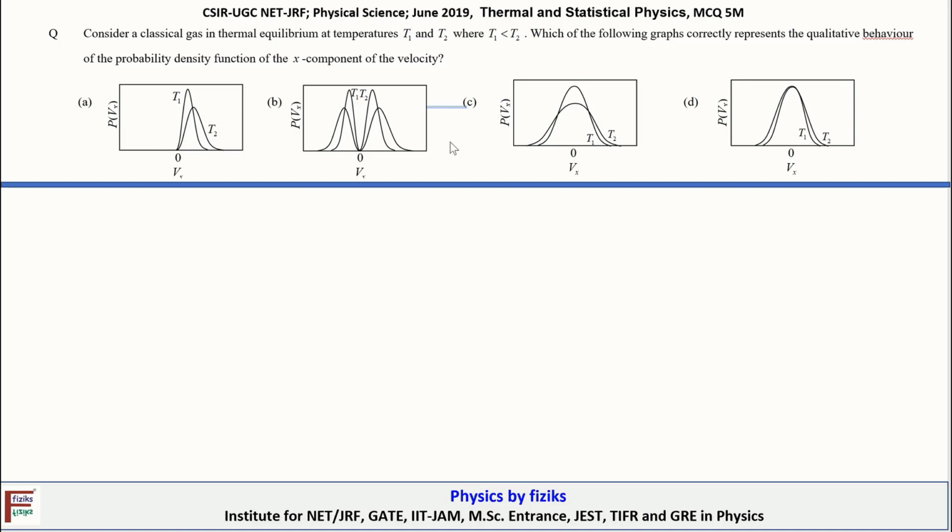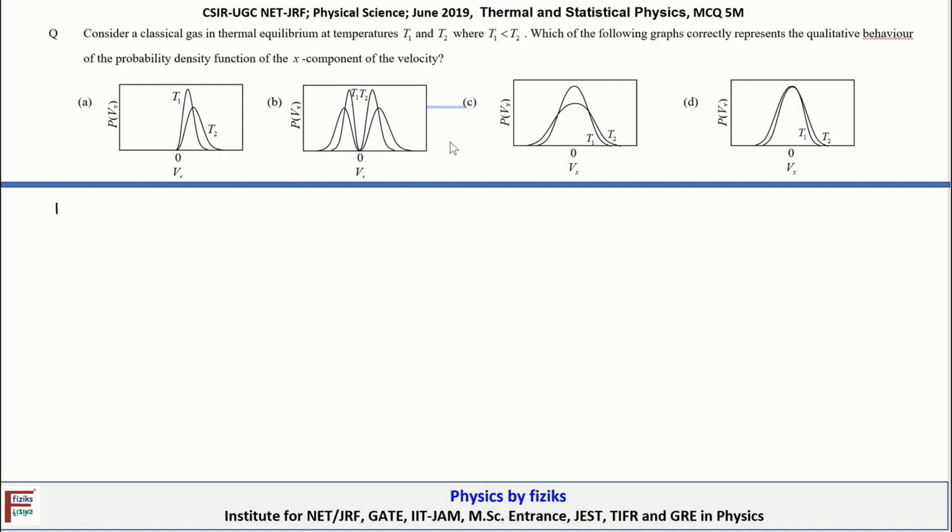Consider a classical gas in thermal equilibrium at temperature T1 and T2, where T1 is smaller than T2. Then which of the following graphs correctly represents the qualitative behavior of the probability density function of the x component of the velocity? First of all we should have an idea about the probability distribution function when you consider the one-dimensional motion in Maxwell-Boltzmann probability distribution.